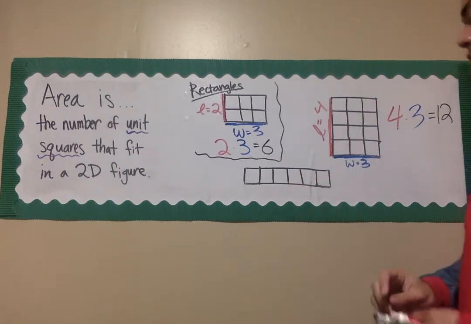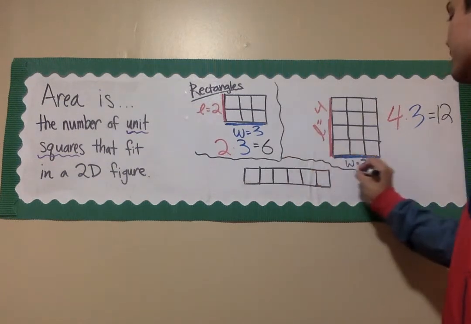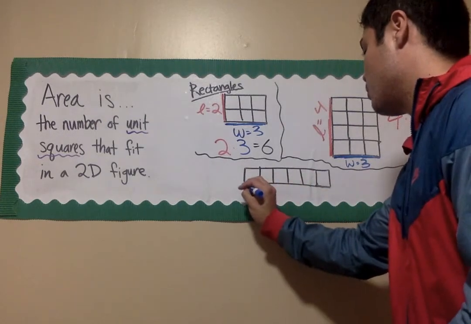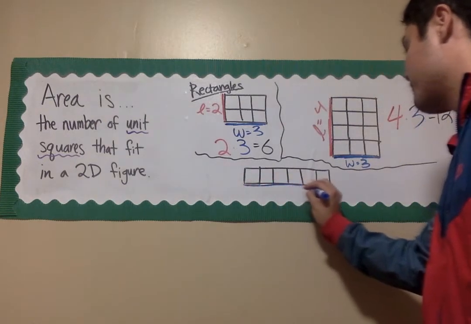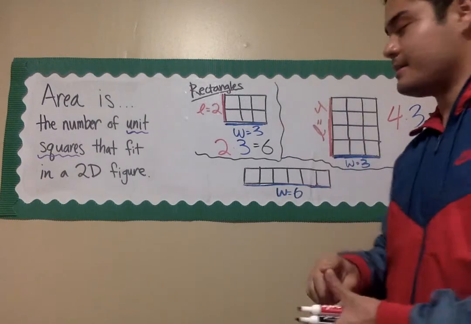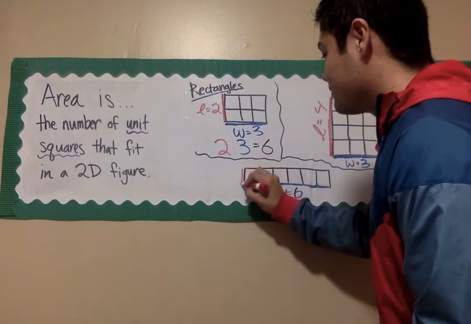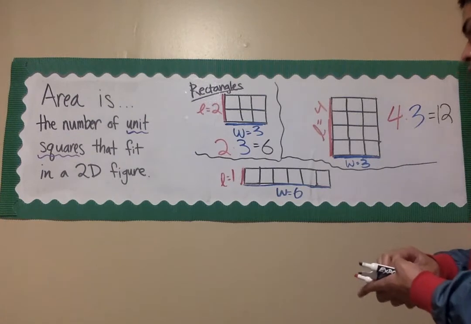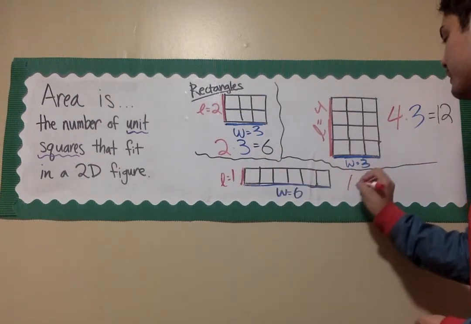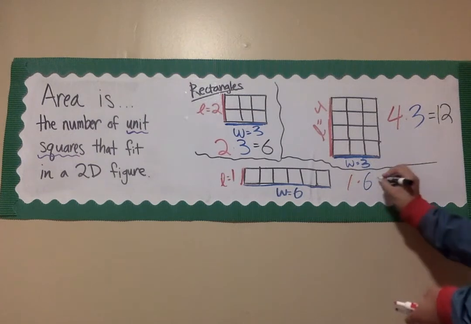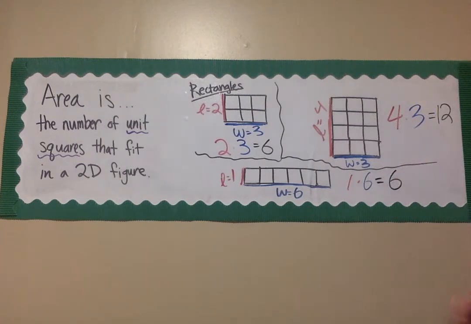This last one here, let's do this one without counting the squares. The width, I'm going to count how many is in the bottom. 1, 2, 3, 4, 5, 6. The width is 6. How tall is it? 1. The length is 1. So I'm going to do length times width. I'm doing 1 times 6. And that equals 6 unit squares. 1 times 6 is 6 unit squares.